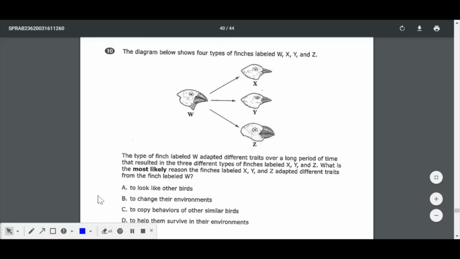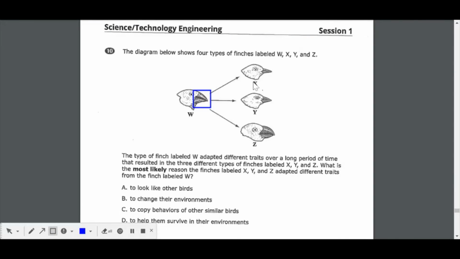So if you're looking, I notice that the beak in W looks different from the beak in X. If I were comparing, I would say the beak is smaller in X than it is in W. Again, same thing here, the beak is smaller than W. And this one, I would say the beak is larger than W. So it's saying, why would these changes happen?